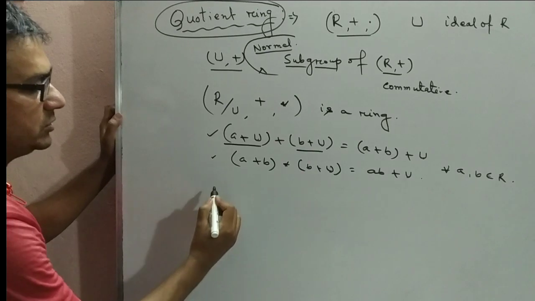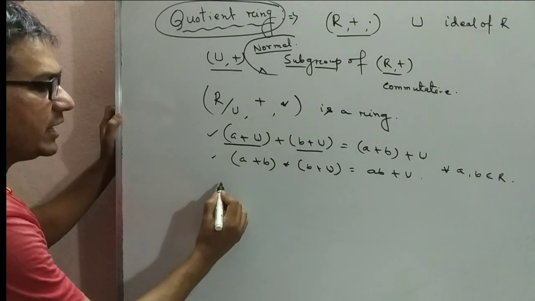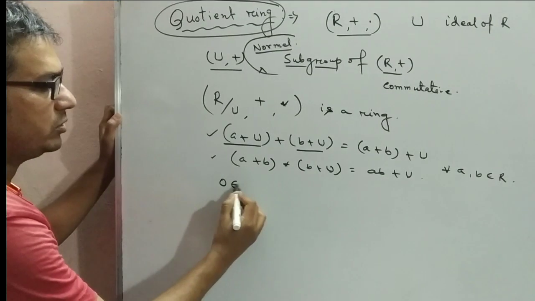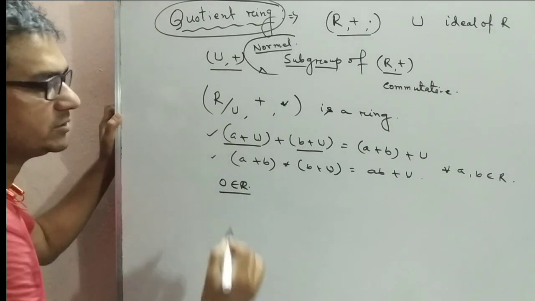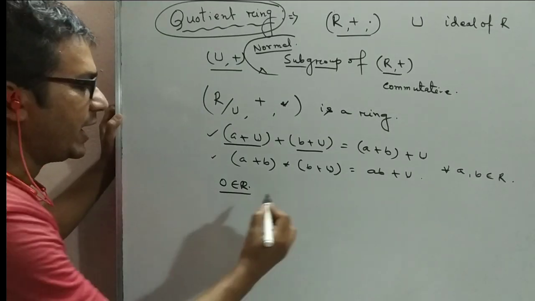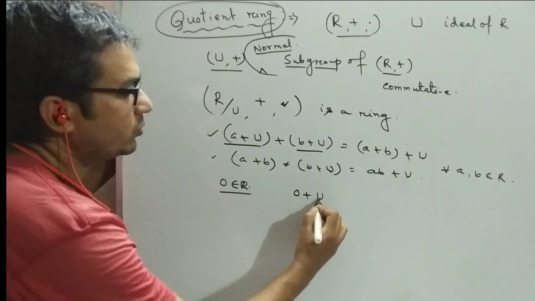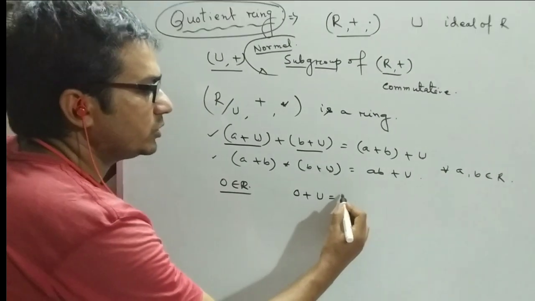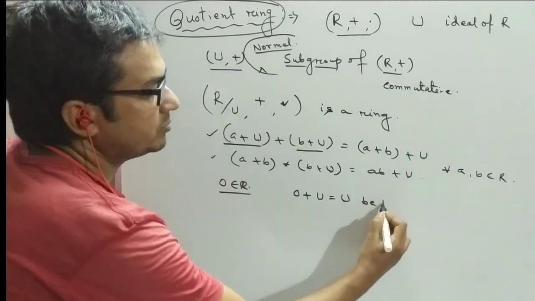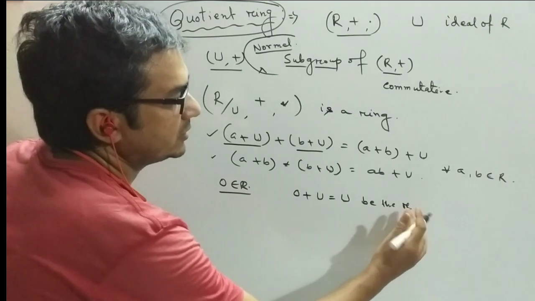Here in the ring R, 0 be the zero element. Okay. And 0 plus U equal to U be the zero element.